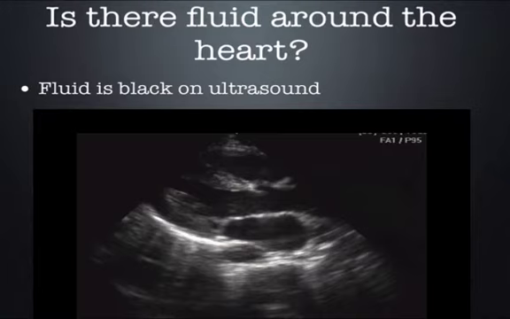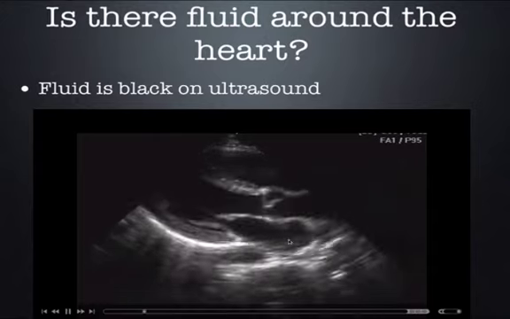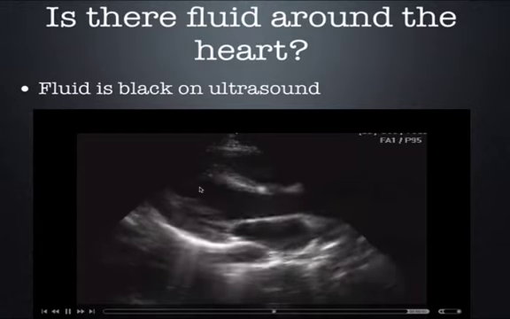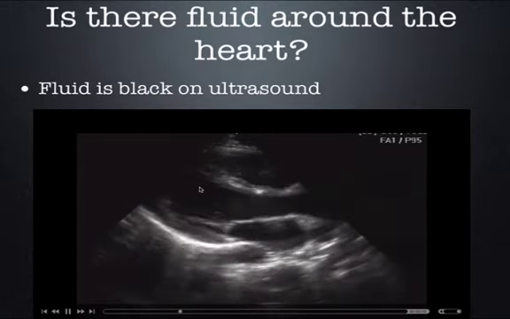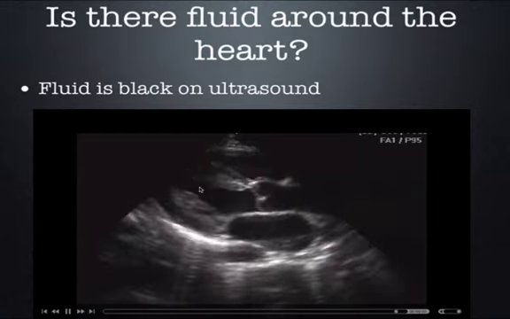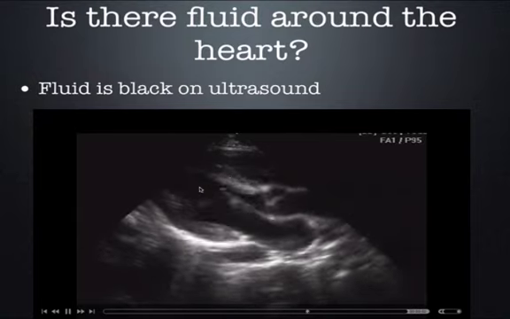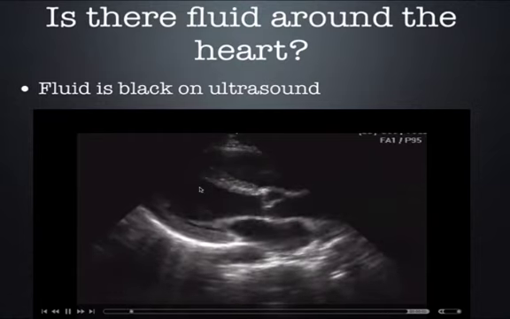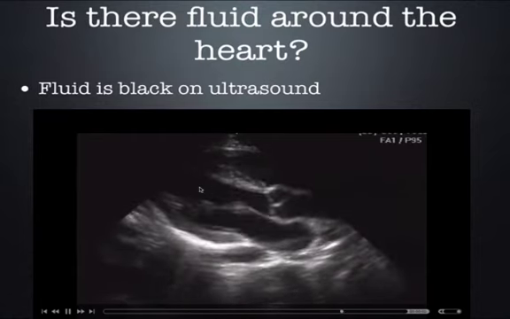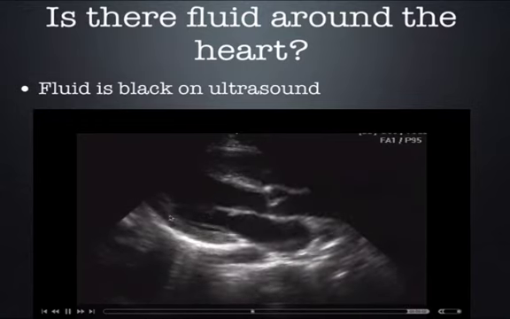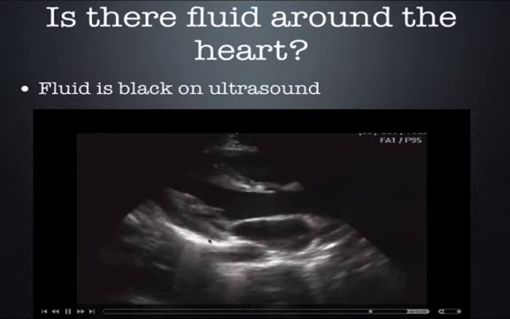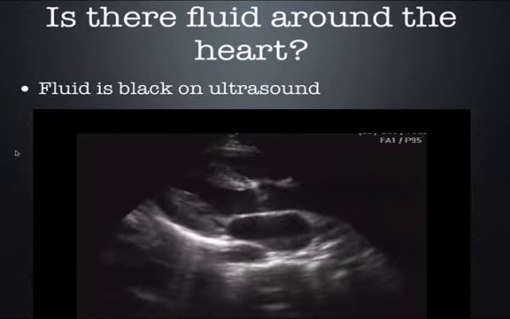So we're asking the question, is there fluid around the heart? Well, fluid on ultrasound appears black, and you can see here this is blood. Okay, so ultrasound cannot differentiate between one fluid and the next. So blood looks just the same as ascites, just the same as urine, just the same as a pleural effusion, just the same as a pericardial effusion. It's all the same. Fluid is black. So what we're looking for is a black stripe between the epicardium and the pericardium, a black stripe in here. That'll tell you if there is a pericardial effusion.